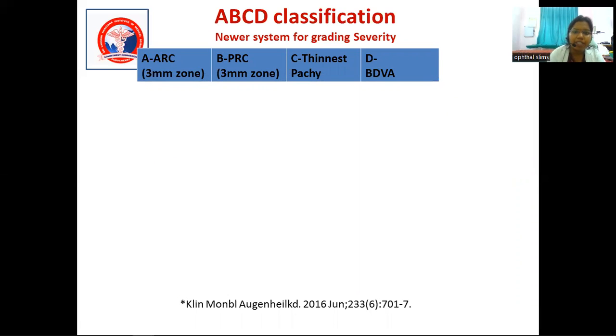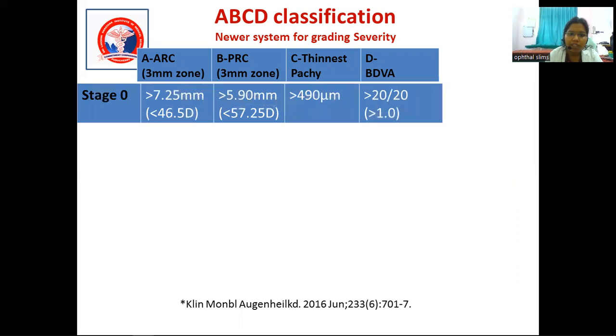The ABCD classification is the newer system for grading severity of the keratoconus. This is recently followed. In this, we have A and R, the anterior radius of curvature, B, the posterior radius of curvature, which is taken in a 3 mm zone. And C is the thinnest pachymetry, and D is the best distance visual acuity. We call it stage 0 when the anterior radius of curvature is less than 7.25 mm and the posterior radius of curvature is less than 5.7 mm, and the corneal thickness is more than 490 micrometer and the visual acuity is more than 20/20.